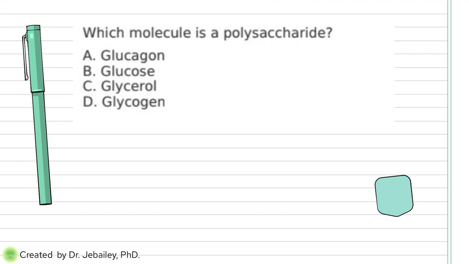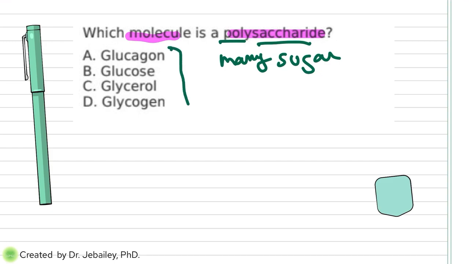It says, which molecule is a polysaccharide? Now, from this, you already know that the word saccharide means sugar, and poly means many. So it has to be something that has many sugars put together. Now, the IB does that. You can see that the words are very close to each other. Glucagon, glucose, glycerol, glycogen. So it kind of gets a little bit worrying, right?